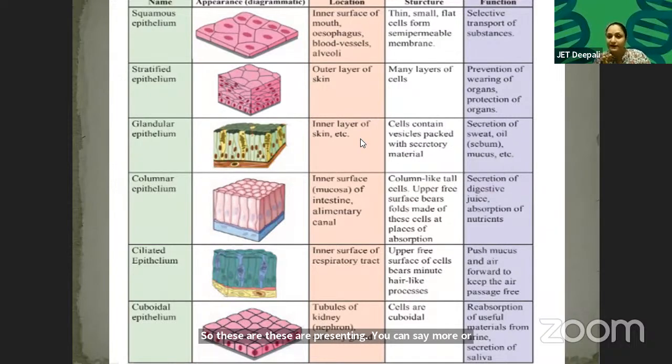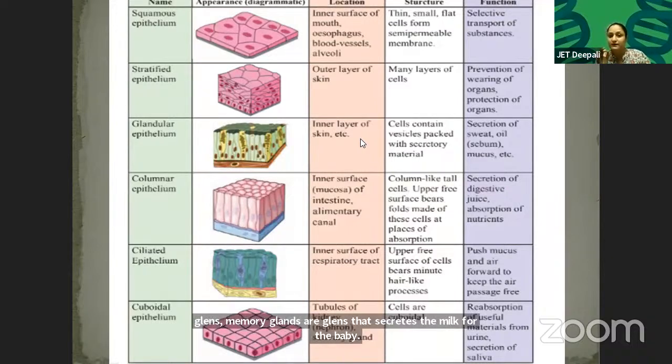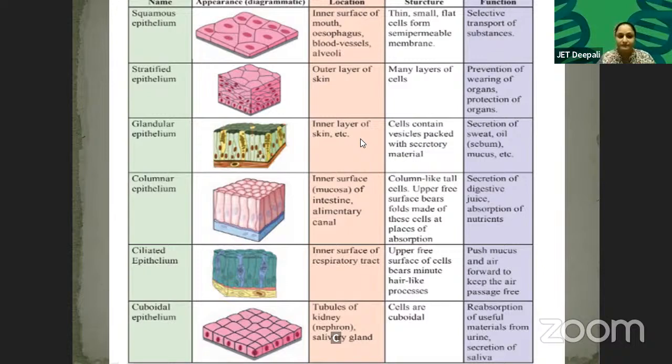Mammary glands are glands that secrete milk for the baby. Also oil, sebum, mucus, etc. So glandular epithelium is present there.